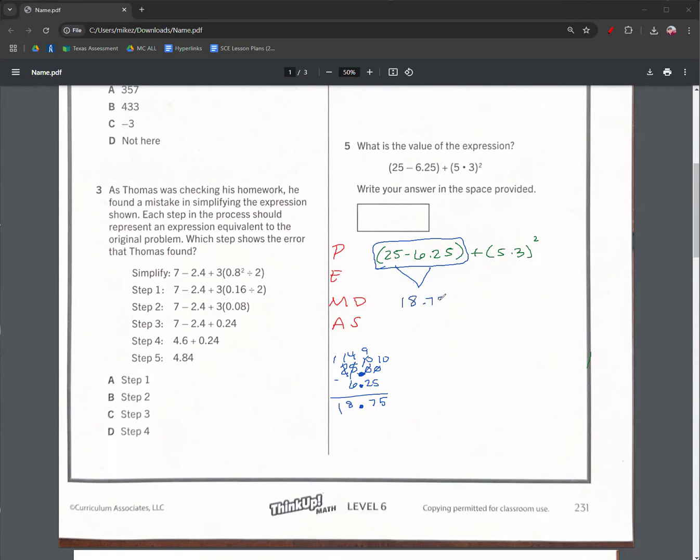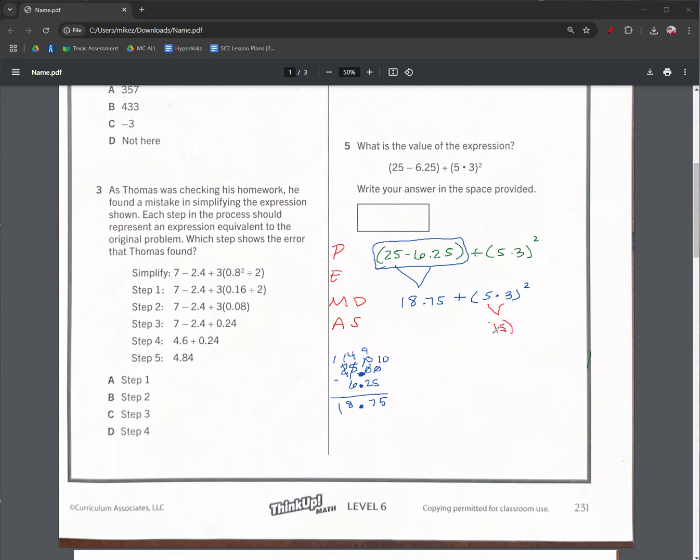18 and 75 hundredths. Notice that I do have another parentheses, but I am just going to write everything out. I'm not going to try to skip steps. I'm not going to try to do two things at once. I did that parentheses. I'm still on P. I haven't crossed it out because I see another set of parentheses. So I have to do that other set. On this side of the parentheses, it does say 5 times 3. 5 times 3 is 15.